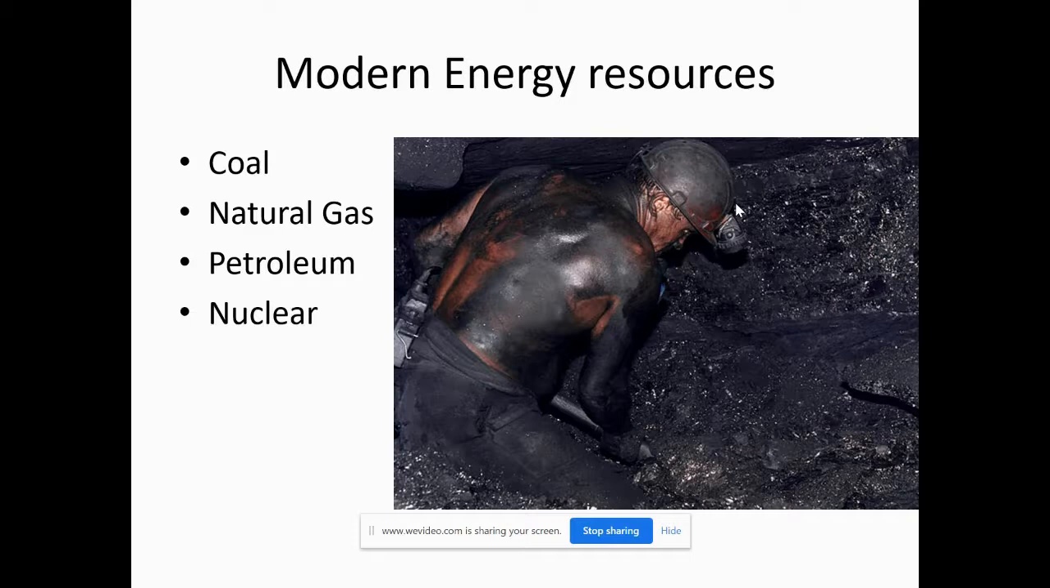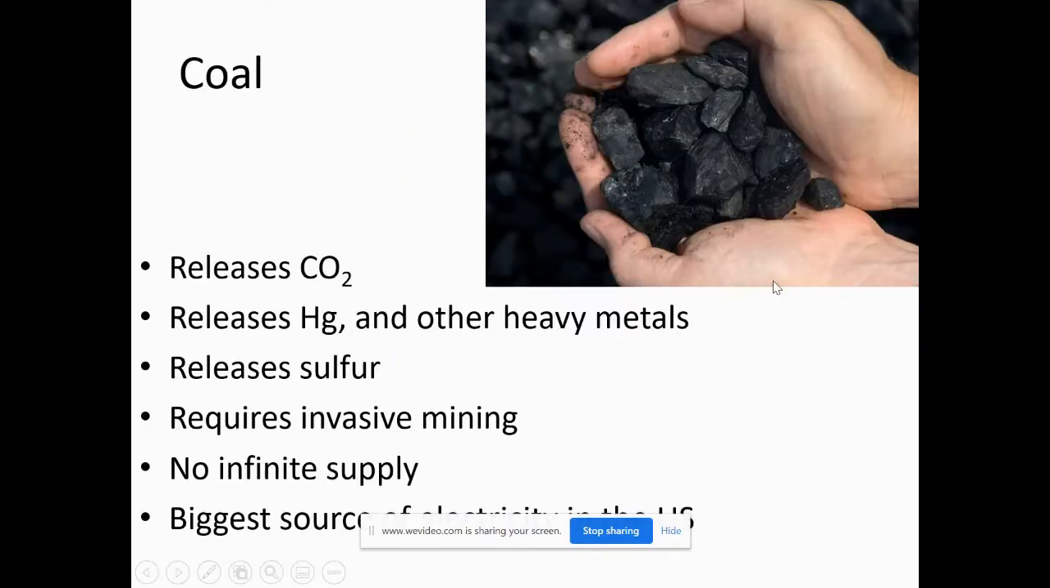Here is a coal miner in West Virginia, and as you can see, he's not wearing a protective respirator. If there's this much coal dust on his skin, it's lining his lungs, and this is one reason why coal miners have a life expectancy in their 40s.